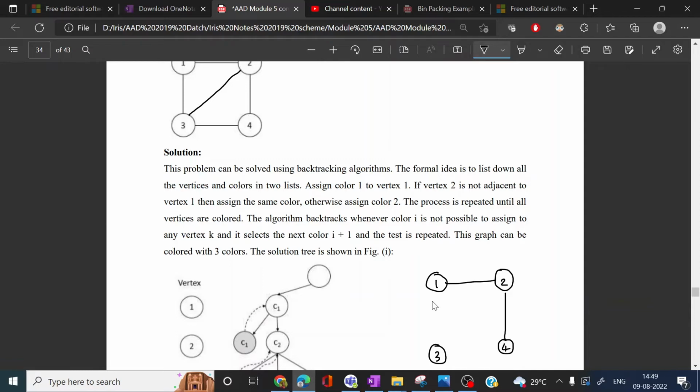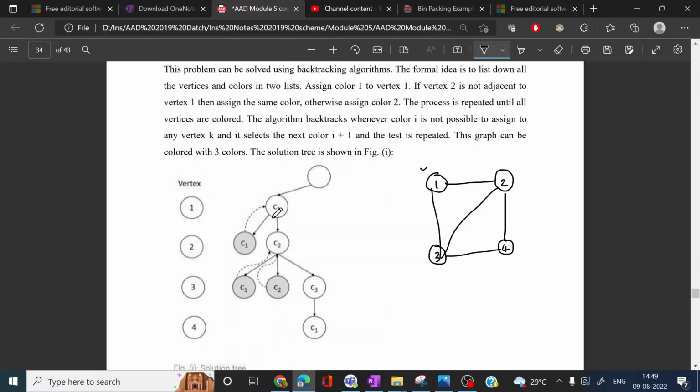So now we can start from vertex 1. For vertex 1, first we are assigning color C1. Then now we can see vertex 2. We try to assign color C1 to vertex 2, but it is not possible because it is adjacent to vertex 1. So the algorithm backtracks here, and then it will try another color, color 2. Color 2 checks whether it is possible to assign color 2.